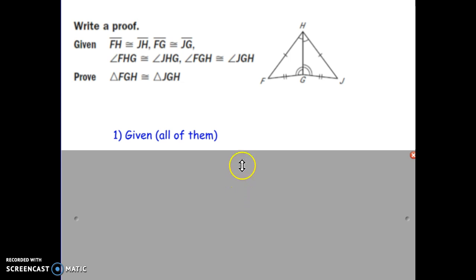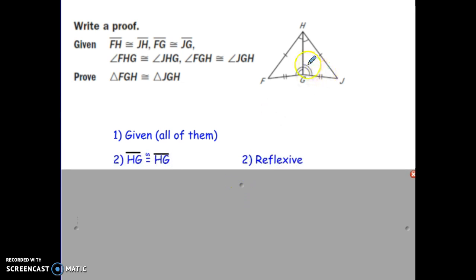What's the next thing I can find out? Well, I know that HG is congruent to HG because it's the same line. Look at that, it's reflexive. You will actually use that term a lot when you're doing proofs for triangles.